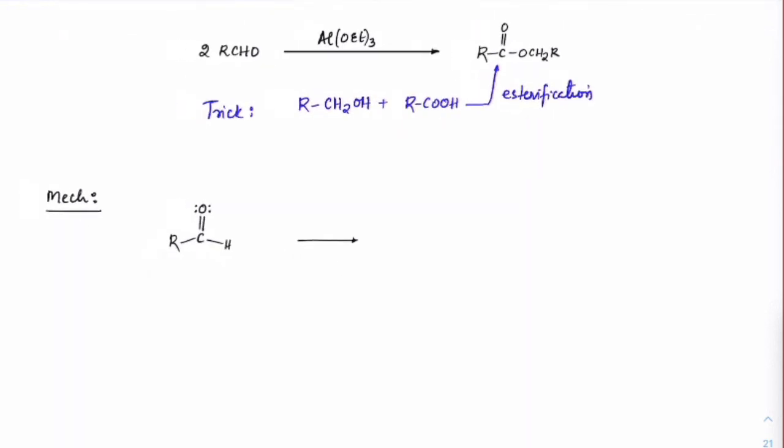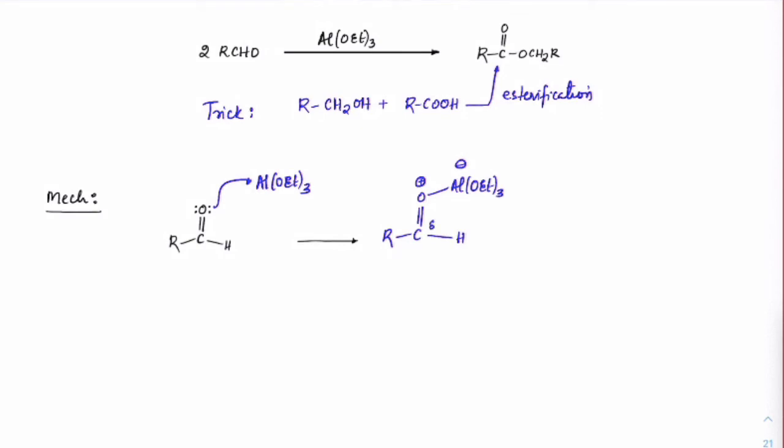So how does the reaction proceed? See, Al(OEt)3, that is an acid. So the lone pair on the aldehyde will attack as a base and we'll get RC double bond O, Al(OEt)3 minus and plus H.